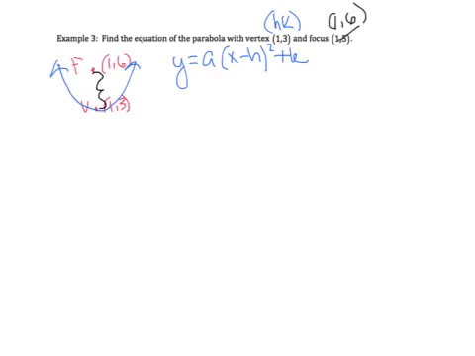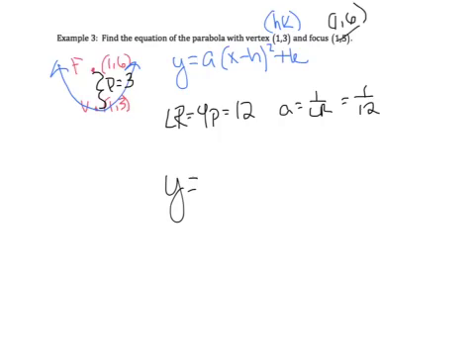Again, I'm going to figure out what p is, and in this case p is 3, which means that my LR is 4p, which is 12, and then a is the reciprocal of LR. This is the other way you can do it, so a is 1/LR, and so a is going to be 1/12. So now I can write y equals 1/12, and then I have x minus 1 squared plus 3. And that's all there is to that one.